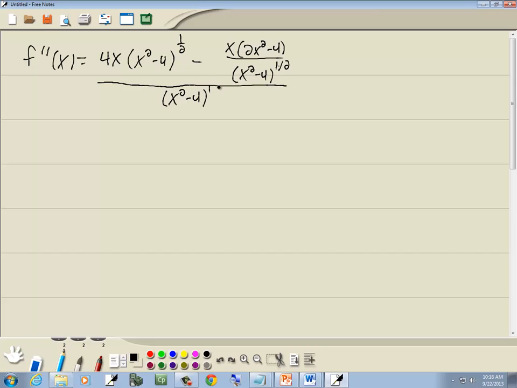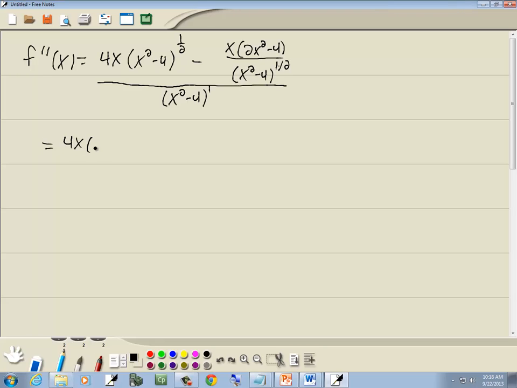Okay, now simplifying this. We've got a fraction inside of a fraction. That's called a complex fraction. Specifically, it's a complex rational expression when we start talking about the x's in here, but we'll say complex fraction. The easiest way to simplify a complex fraction is to multiply everything by the LCM of all your inner denominators. This inside fraction has its own denominator. That's our inner denominator. So we're going to multiply everything by (x squared minus 4) to the 1/2.